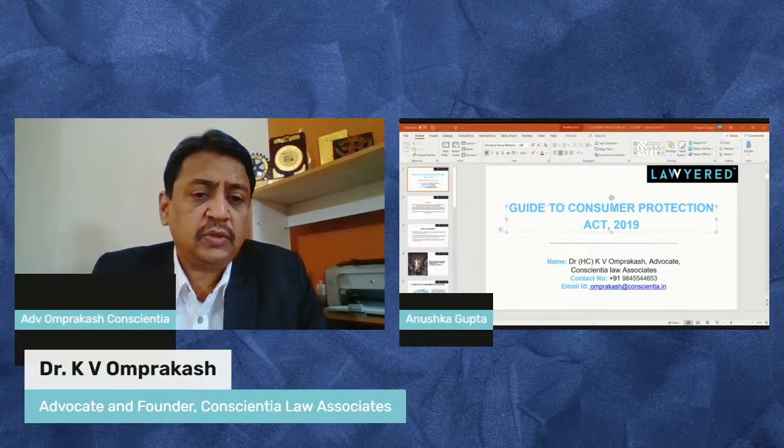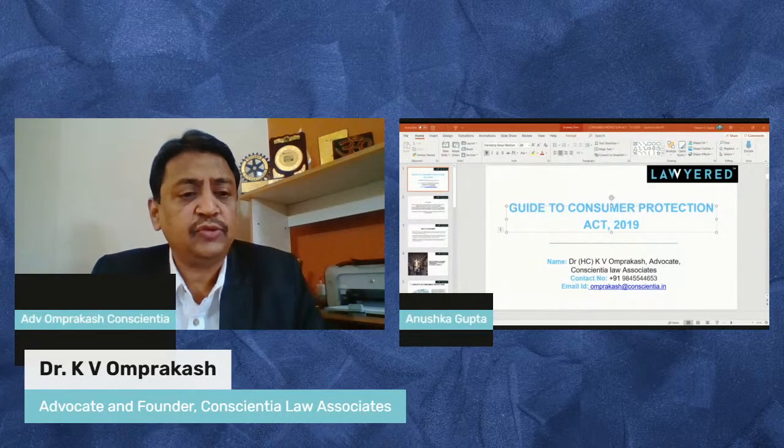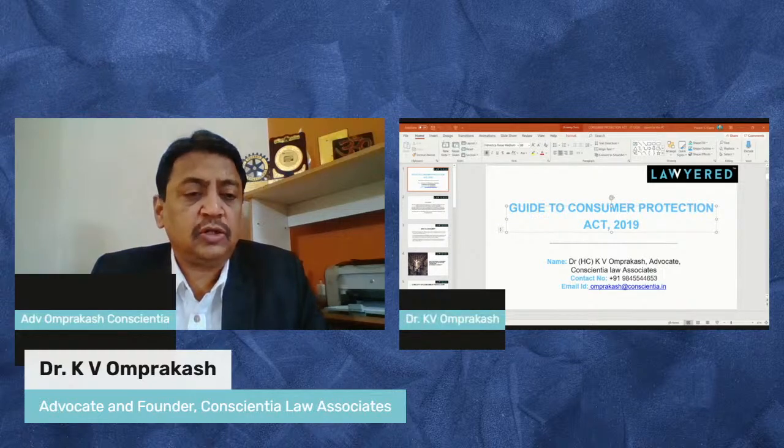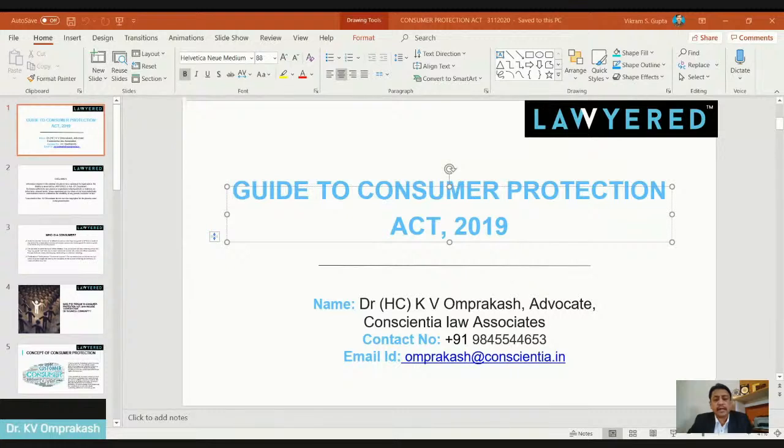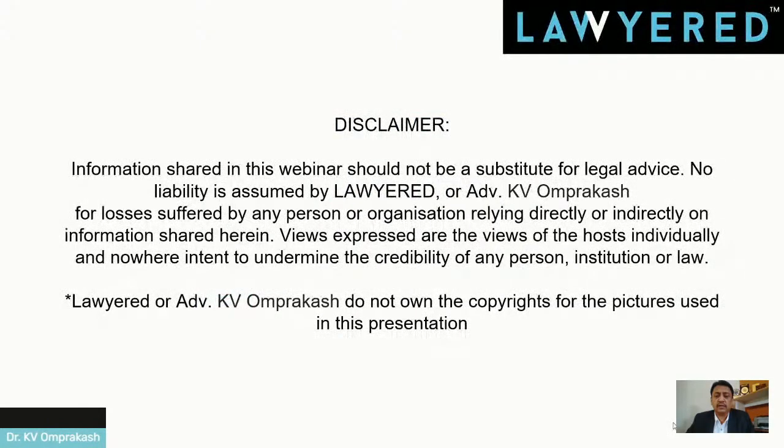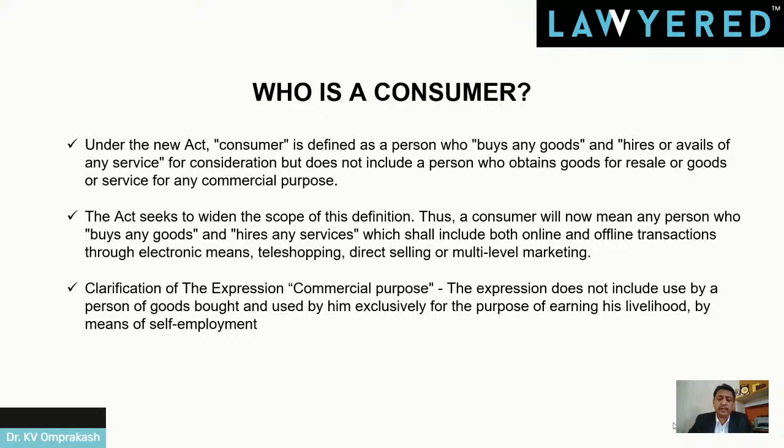Good afternoon, all. Today we are going to look at the amendments which have happened in the consumer laws. The topic given is Guide to Consumer Protection Act 2019. As all are aware, the consumer laws came into existence in 1986, and there has been a very great success story about the entire concept of consumer laws. The law has been very consistent, consumer protection has been kept in mind, and various judgments have been passed by various consumer forums: district, state, and national commission.